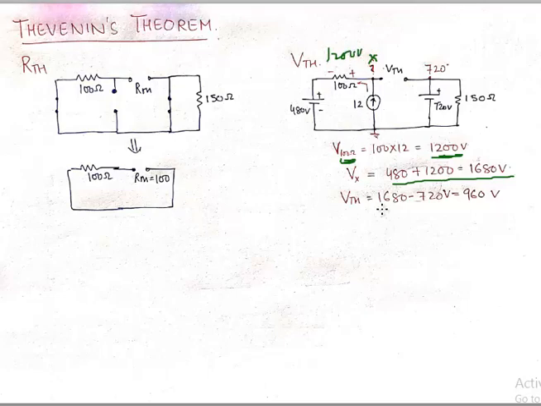So my VTH becomes 1680 minus 720, which is 960, because VTH was the open circuit voltage across load. So this was 1680, which is the total voltage here. 1680 is the total voltage here, 720 is the total voltage here. So the VTH becomes 960, and I can put this VTH in my Thevenin's equivalent circuit, which is a simple series circuit.